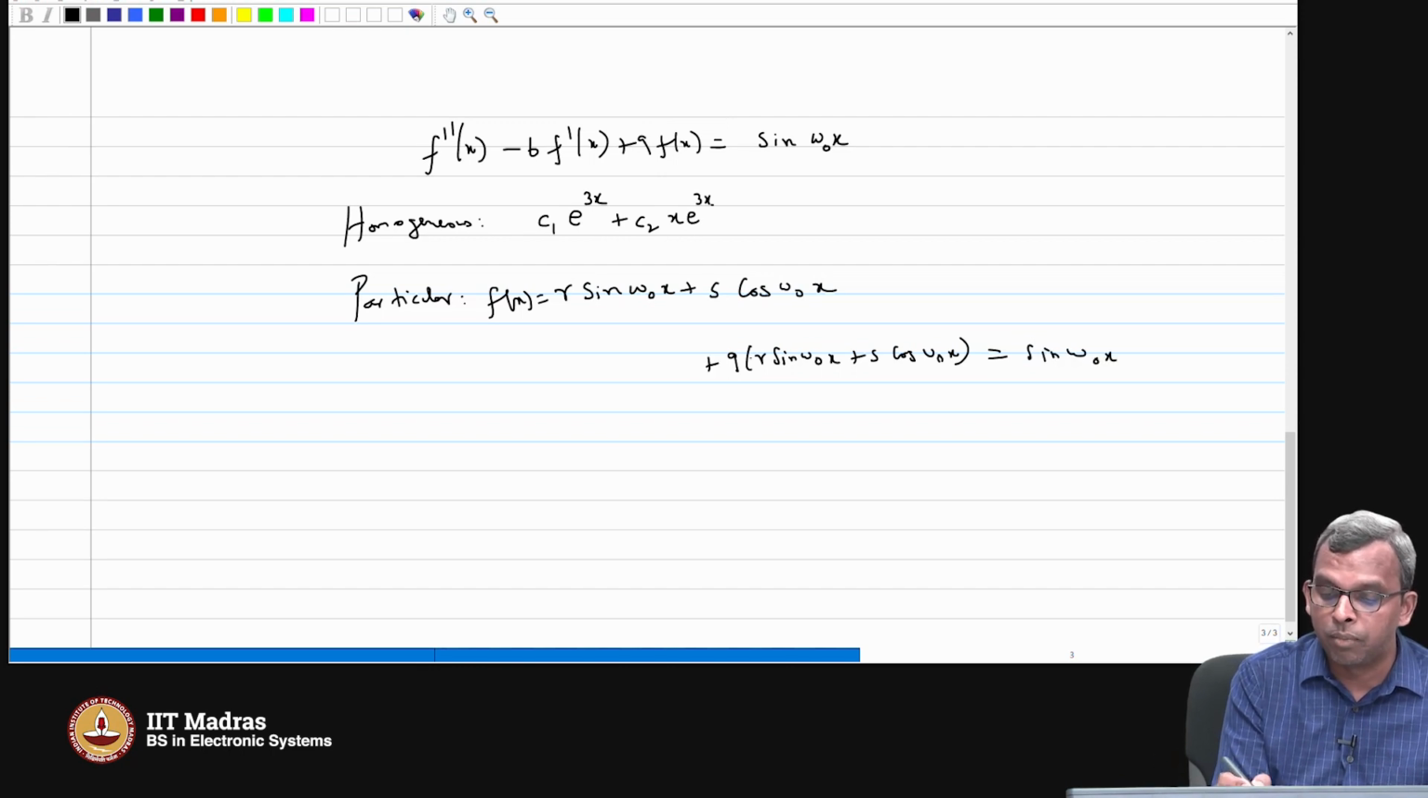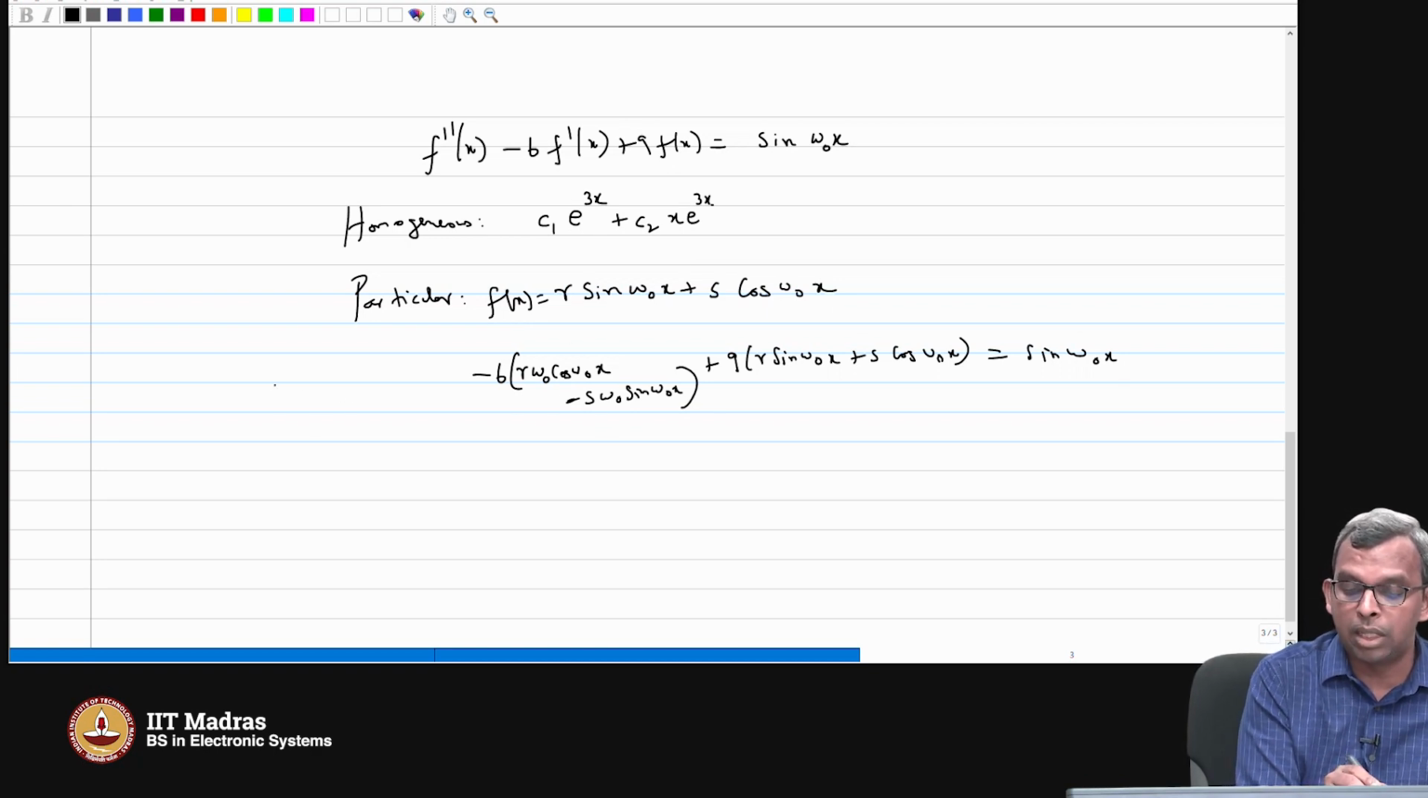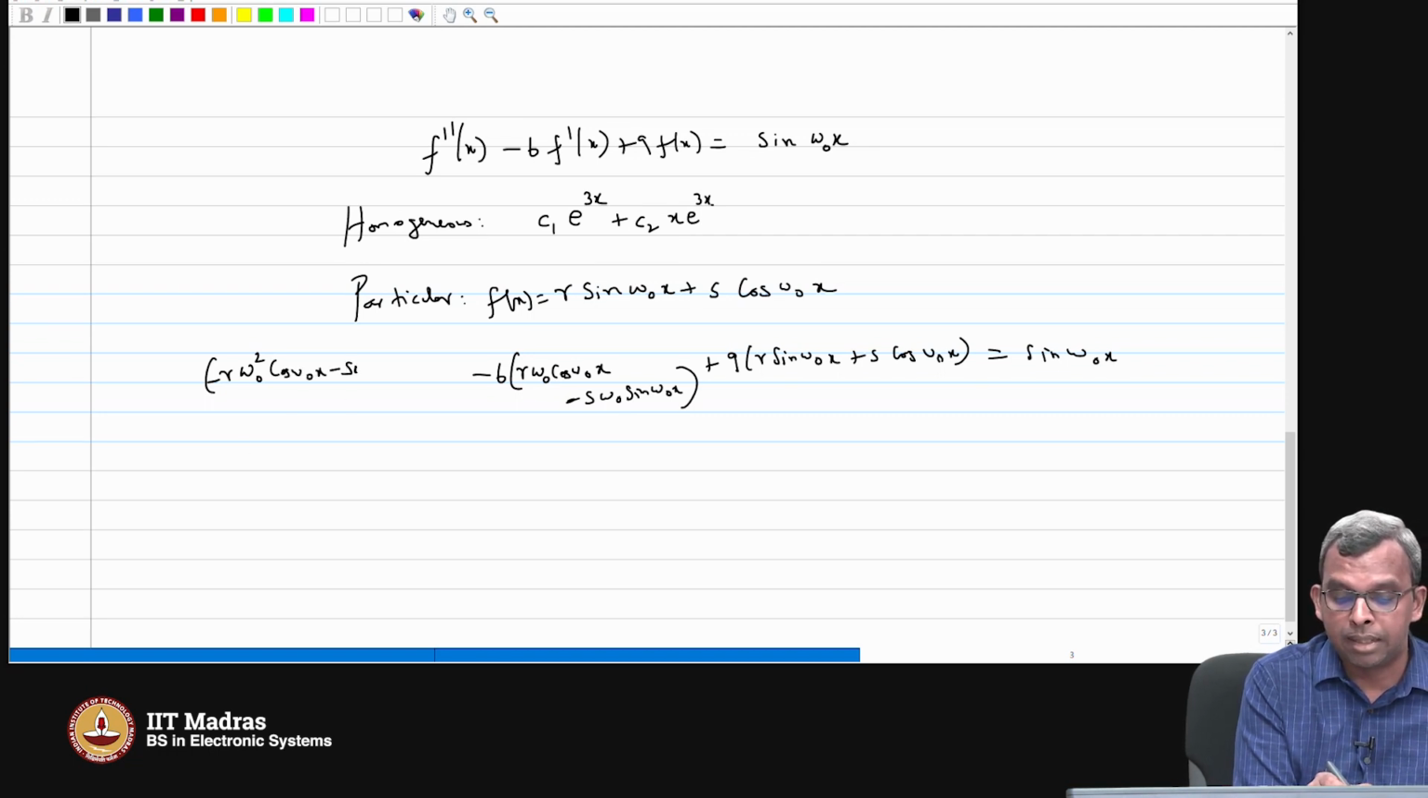If I do a derivative, I'm going to get minus 6 times, r omega naught cos omega naught x. Notice how that omega naught enters the picture, plus or minus s omega naught sine omega naught x. This is just using the properties of differentiation, the chain rule. Finally, if I differentiate once again, I get minus r omega naught squared cos omega naught x, minus s omega naught squared sine omega naught x.